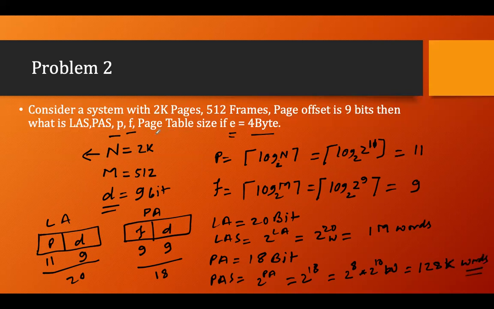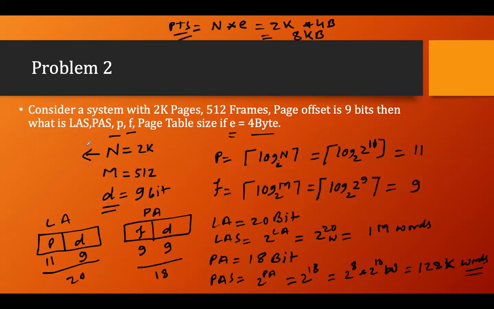Right? Now, what is a page table size? How will we calculate the page table size? The page table size will be calculated as number of pages into entry size. So what is n? N is 2k. An entry we have 4 byte. So how much will it be? It is 8, right? So it will be 8 KB. This is the page table size.